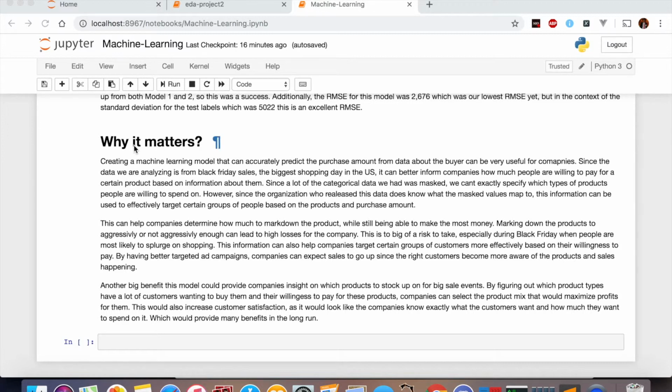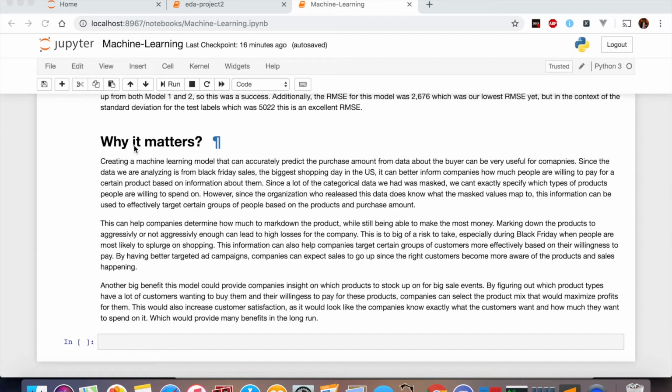One of the main benefits of this is that companies can figure out how much to mark down a product while still being able to make the most money. Since this is a Black Friday data set, a day where the most aggressive sales happen, if a company marks down their product too much or too little, they will take a big loss, and finding the right amount to mark down the product while still being able to make the most money is very important.